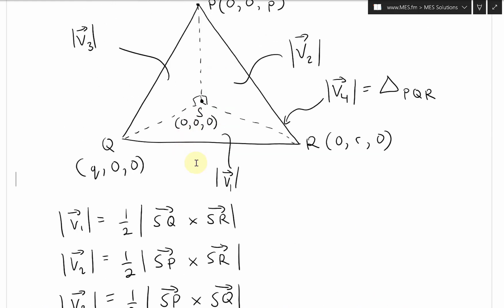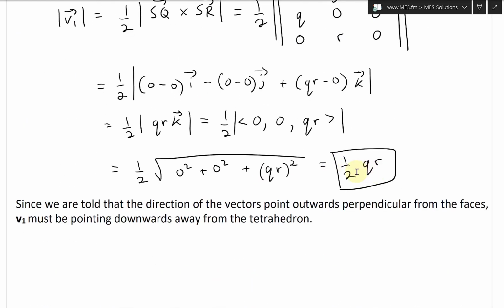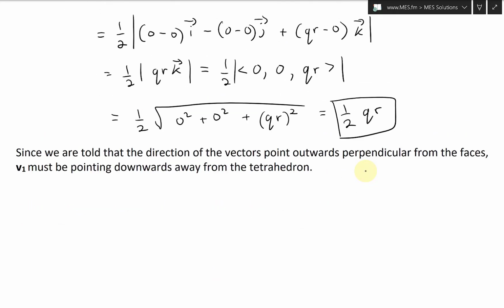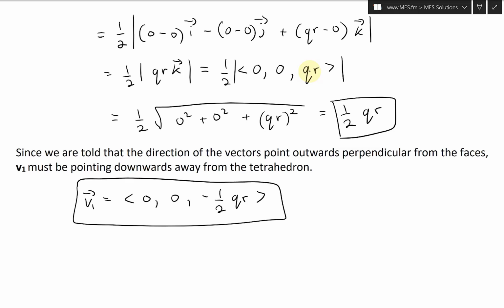So if it's pointing downwards, and the length is going to be this, then we could just plug that in for the z component. So what we have is the v1 vector is equal to basically this one here, but it's pointing downwards, so negative. 0, 0, then negative 1/2, multiply the 1/2 inside, QR, like that. And there is our direction. So there's the vector with direction there.